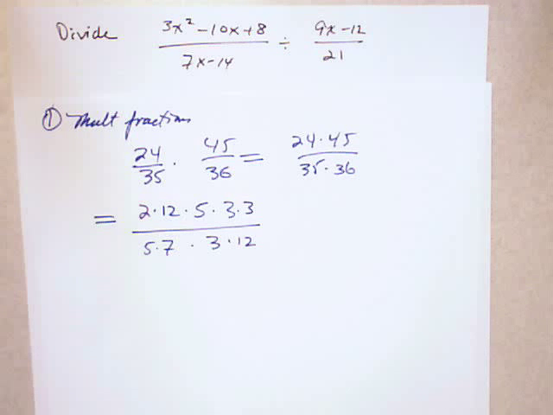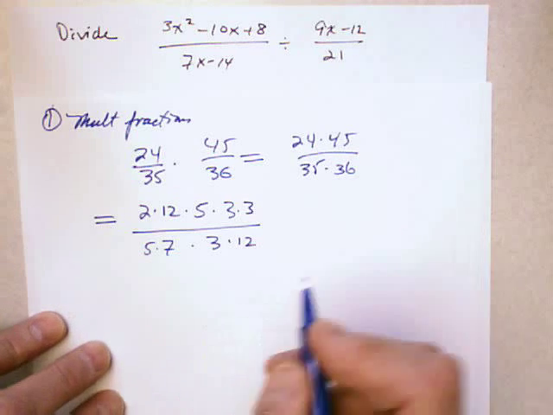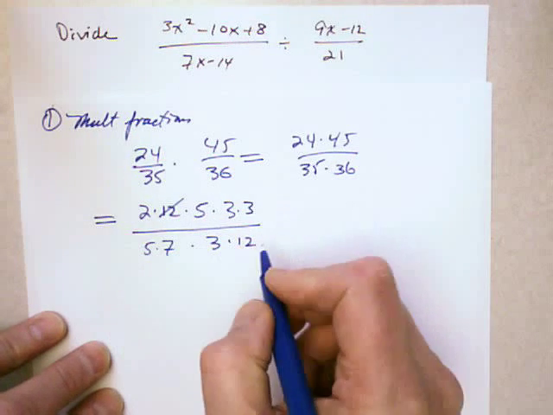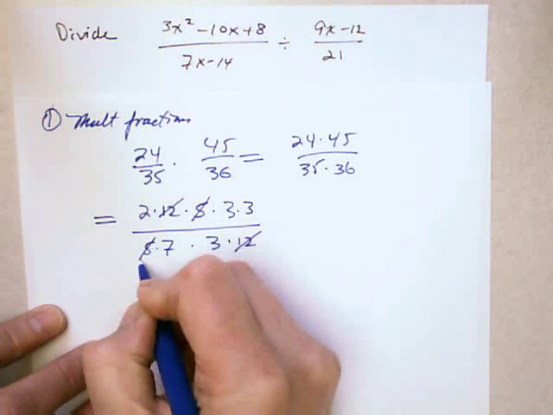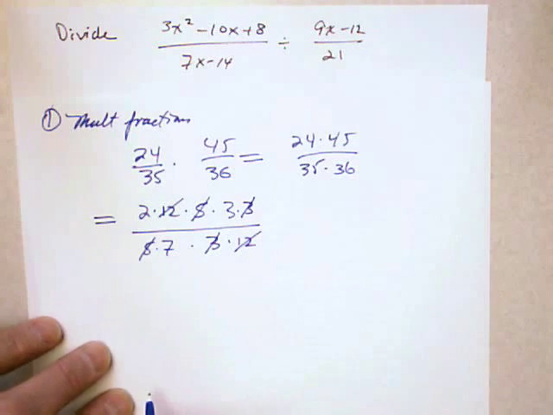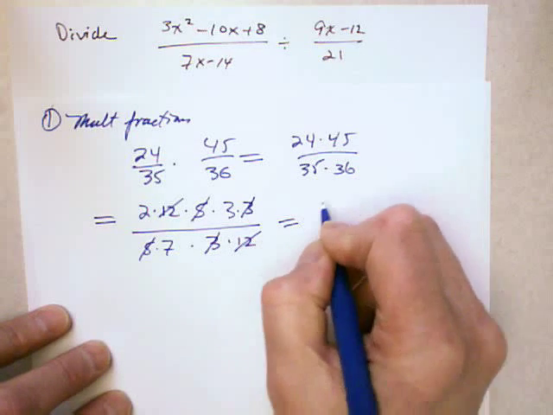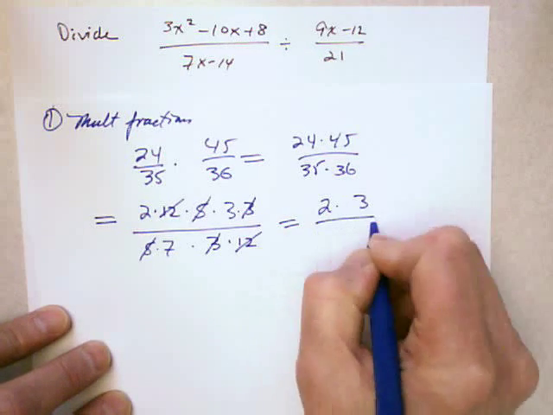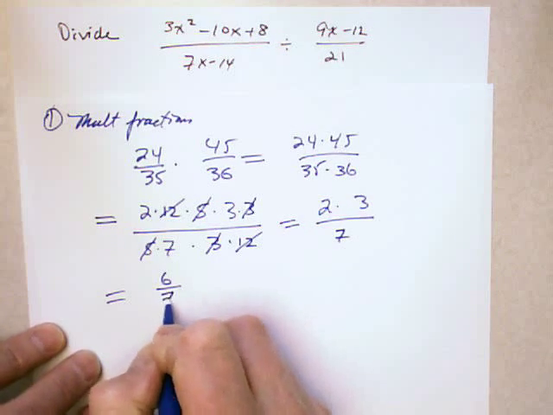And remember, that means I can cancel wherever I see a common factor in the numerator and denominator. I'm going to start with the big one. I can get rid of this 12, for instance. Anything else in common? Yeah, I've got a 5 here and a 5 here. I've got a 3, and one of the 3's up top can cancel. Is there anything else? Nope. So what am I left with? I'm left with 2 times 3 over 7, which is just 6 over 7.